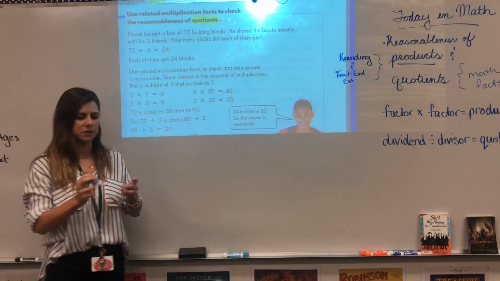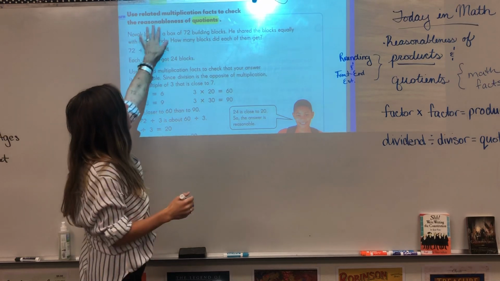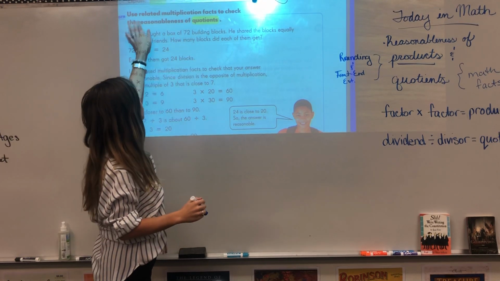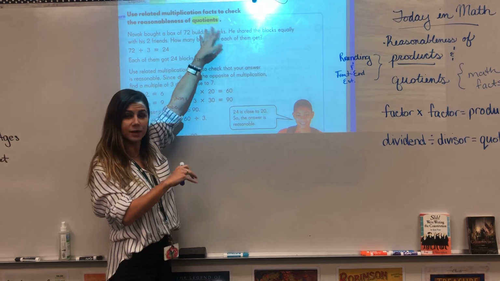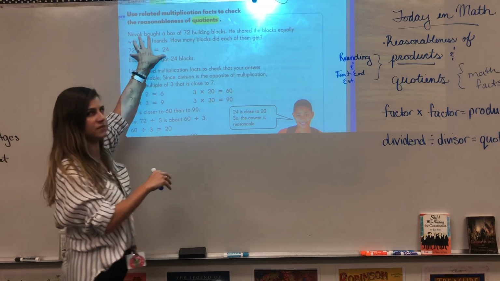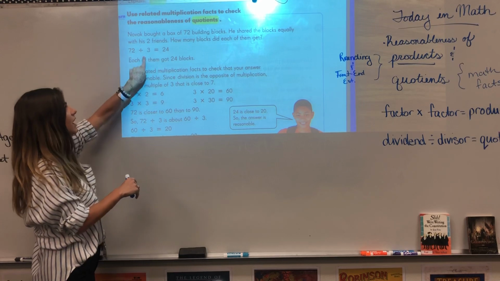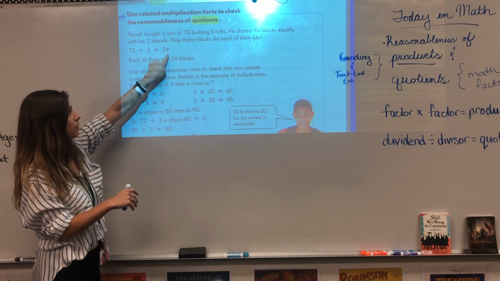So let's do a practice problem. Use related multiplication facts to check the reasonableness of quotients. Remember, quotients are the answer to a division problem. So here we have a division problem: 72 divided by 3 equals 24.